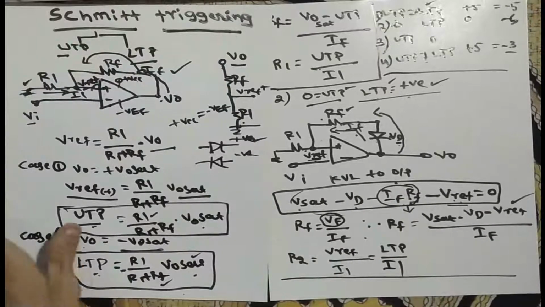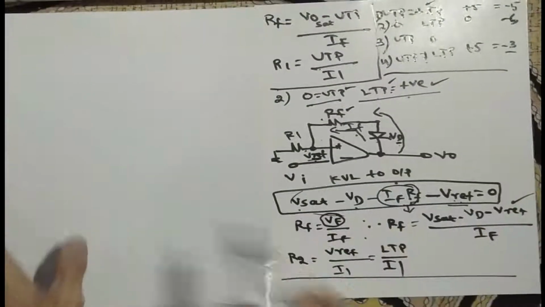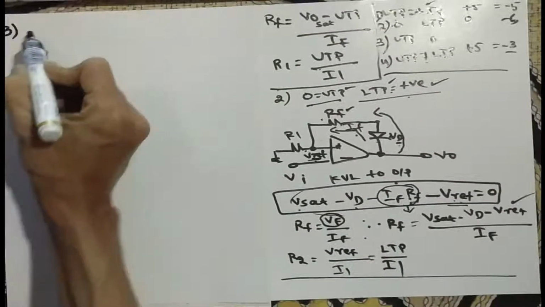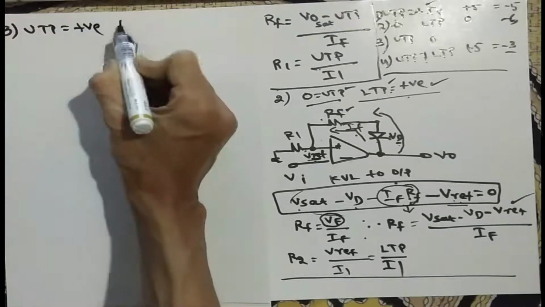Similarly, we can go for one more circuit. That circuit is the third one, so we can move on. For the third one, you can take UTP as some positive value, yes or no? And LTP is 0.